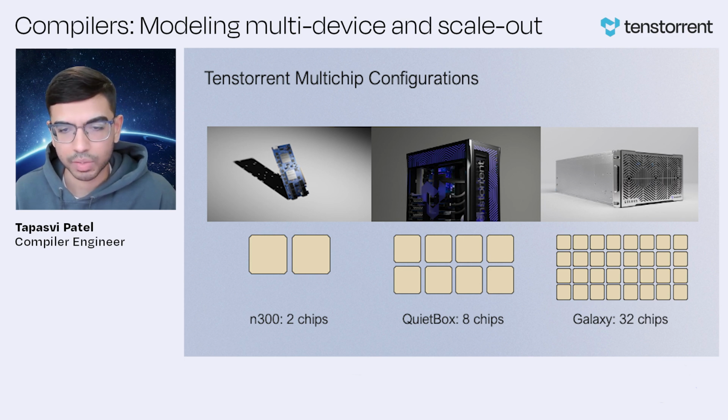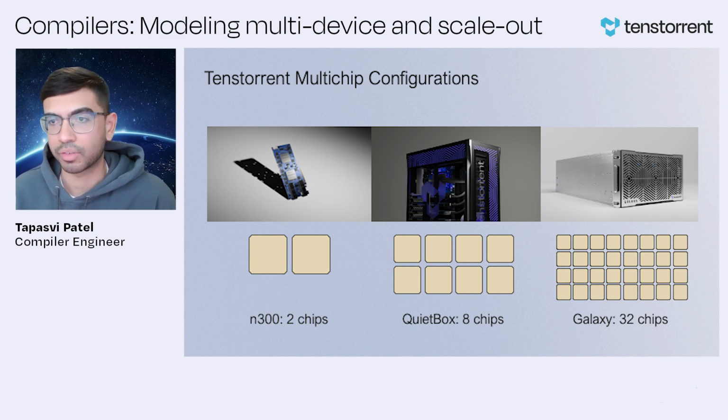We have a LLM box. This consists of 8 chips. So this is our desktop workstation. And we have our Galaxy server systems, which consist of 32 chips. And effectively, we can actually combine our galaxies into multiple galaxies. So you can chain them together, 32, 64, 128, and so on and so forth. But for now, primarily in the compiler, we are focused on these 3 main configurations.